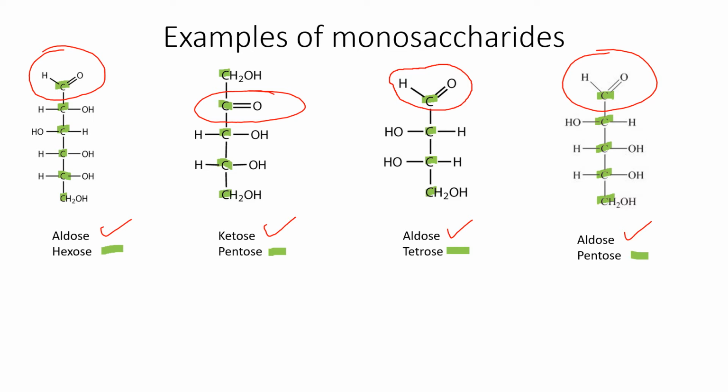So for classifying monosaccharides, it's just using things that you're already comfortable and familiar with. We're able to identify the differences between aldehydes and ketones. An aldehyde is going to make it an aldose. A ketone is going to make it a ketose. And we're very used to counting carbon atoms from previous units. That's all you need to do in order to successfully classify these monosaccharides.